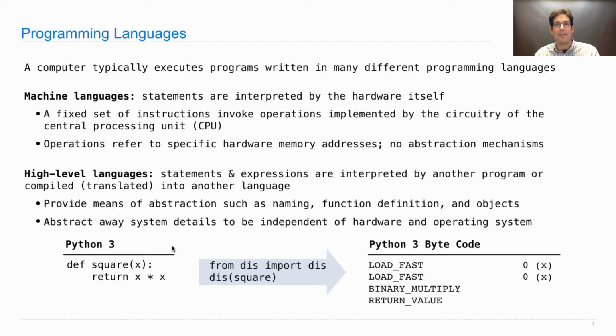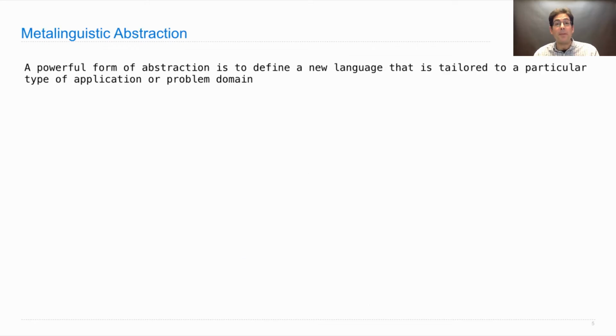So the story of how a program in a programming language gets executed can be kind of complicated, but the distinction between what your machine can execute and what you as a human tend to write is an important one. Everything we've learned in this course is about high-level languages that are used to build software today. Sometimes people invent new programming languages. A powerful form of abstraction is to define a new language that is tailored to a particular type of application or a particular problem domain.